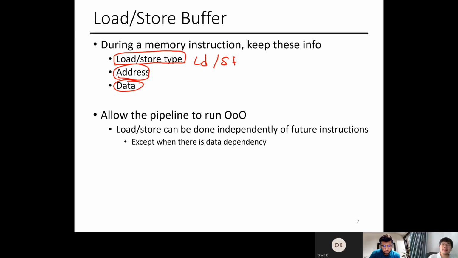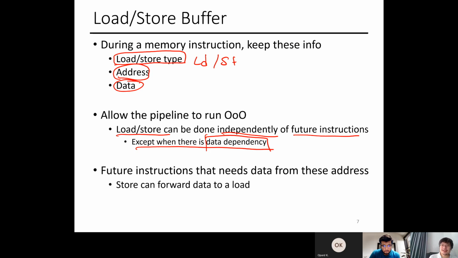And to allow the pipeline to run out of order, right? The load store can be done independently for future instructions, except when there's data dependency. There is a problem here because if you have data dependency, how can we detect that? Right? How can we detect that? And a future instruction that needs the data from this address, when you have a store, you can forward the data to a load.